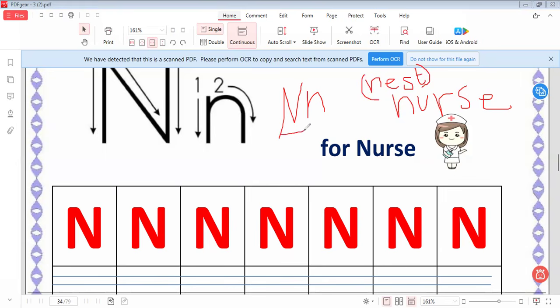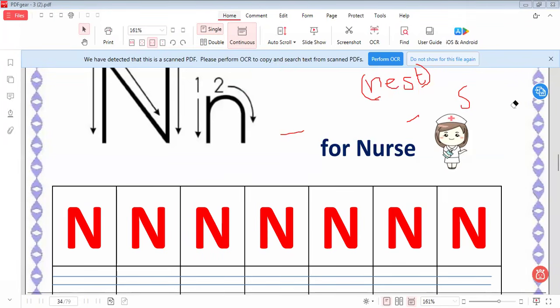Here is capital N and small n. N for nest and N for nurse. And N for what also? N for nose. All these words started by letter N. And it's correct. If we write nose, it's correct. If we write nest, it's correct. If we write nurse, it's correct.